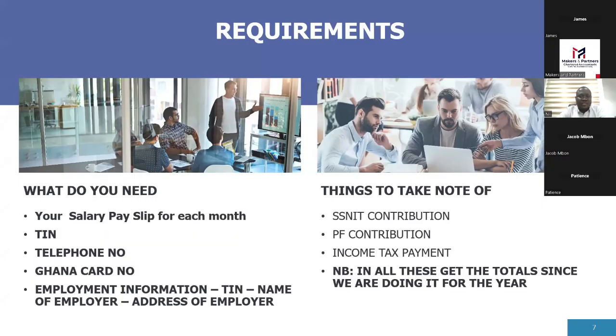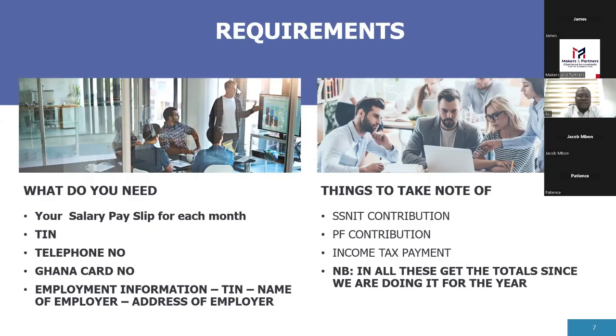The next bit of it is the things you need to take note of. You need to take note of your SNIT contribution. You need to take note of your PF contribution, if any. It's not all organizations that contribute PF for their employees, and not all individuals also contribute PF for themselves. And then you need to look at the income tax payments. And then I have something there that says that in all this, get a total since we are doing it for the year.